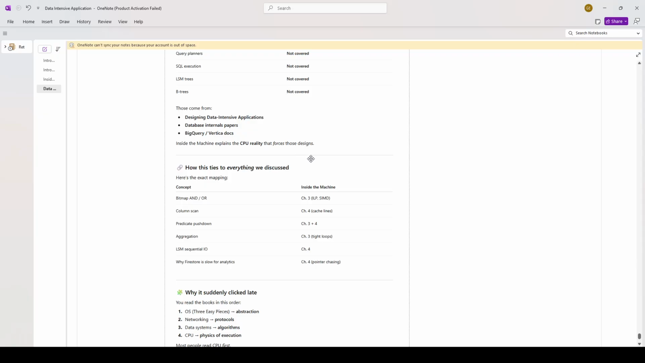Even the OS works based on those CPU architecture realities, just like Operating Systems: Three Easy Pieces, OS Three Easy Pieces.